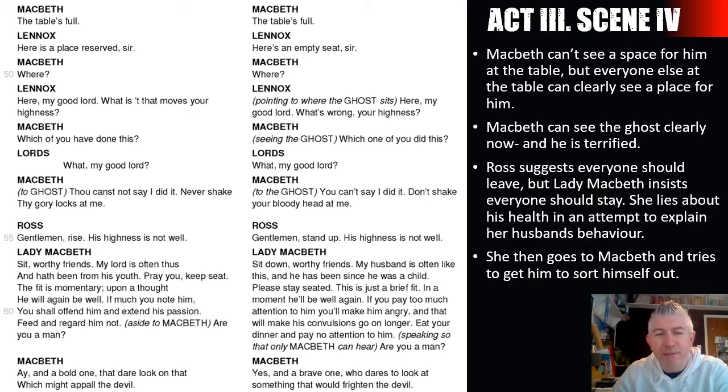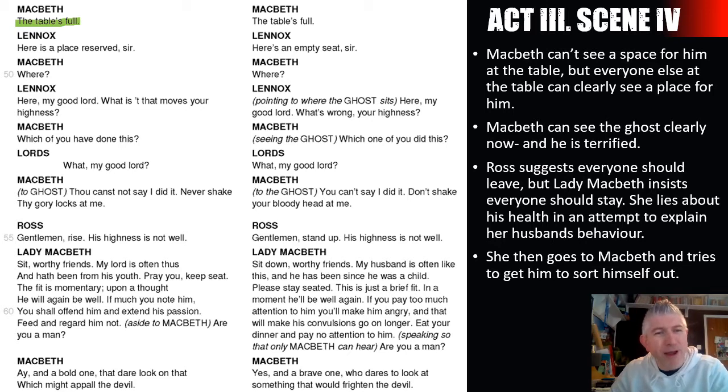Macbeth says, "The table's full," because from his point of view, there's no seats left. Banquo's in the only space. Banquo's ghost is in the only space, and he can see Banquo's ghost. So it looks like the table's full. Lennox says, "Here's a place reserved, sir." Macbeth: "Where?" Lennox: "Here, my good lord."